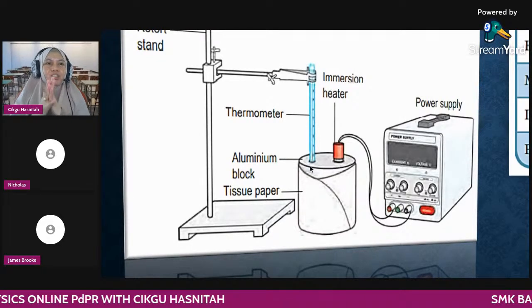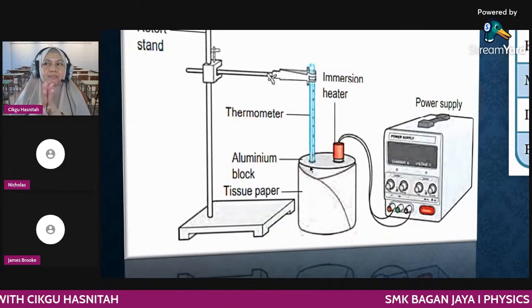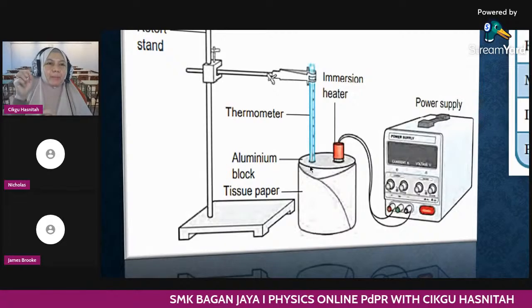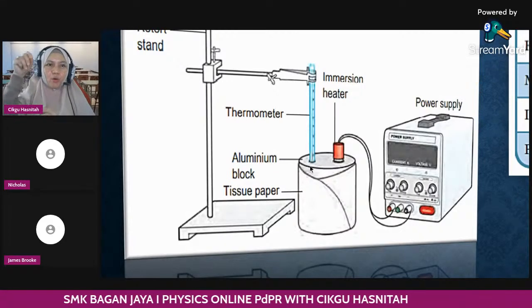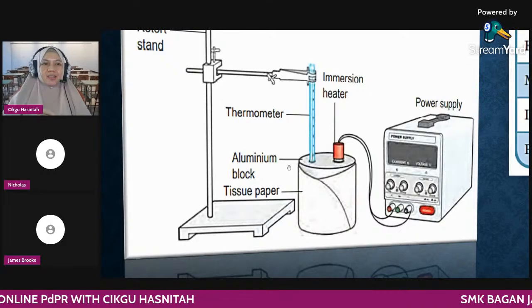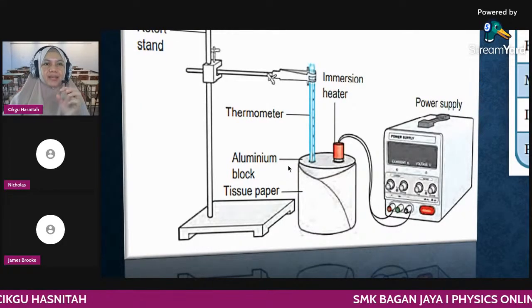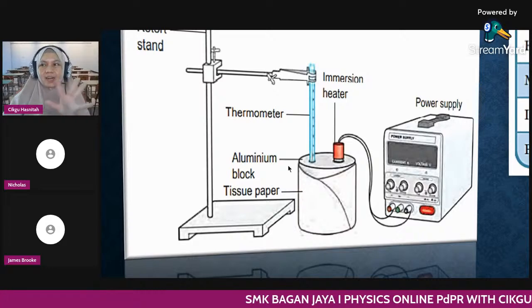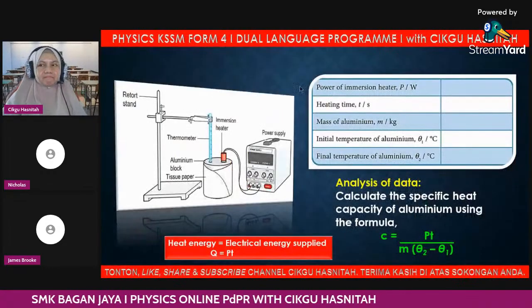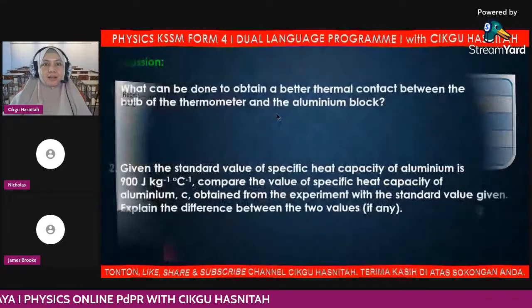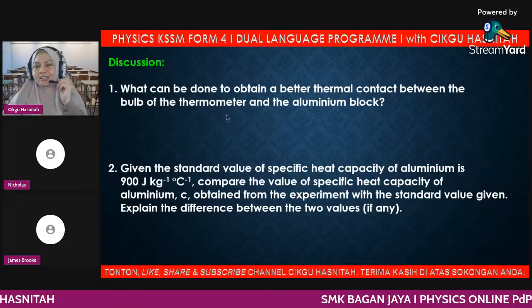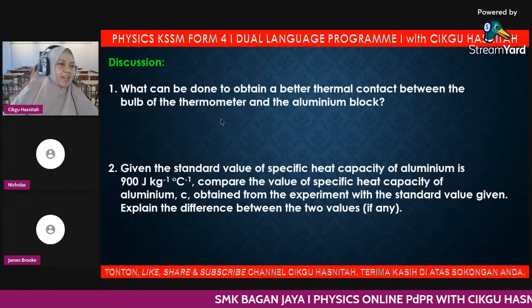So, how do we ensure a more efficient thermal contact between the thermometer and the aluminium block? What can we place into the hole before we insert the thermometer to make sure there is 100% contact between the thermometer and the aluminium block? So you boleh letak apa dalam lubang? One conductor. Huh? One electric, heat conductor. Heat conductor. Any other answer? Any other idea?